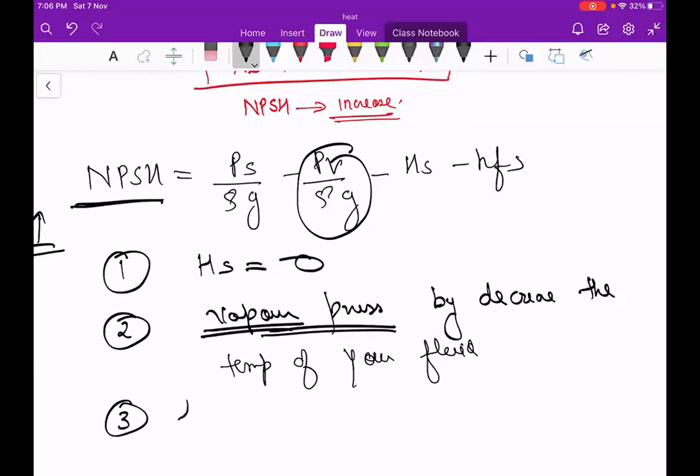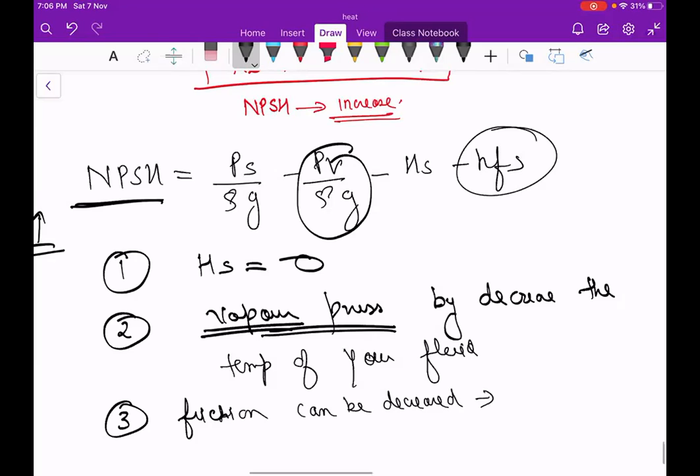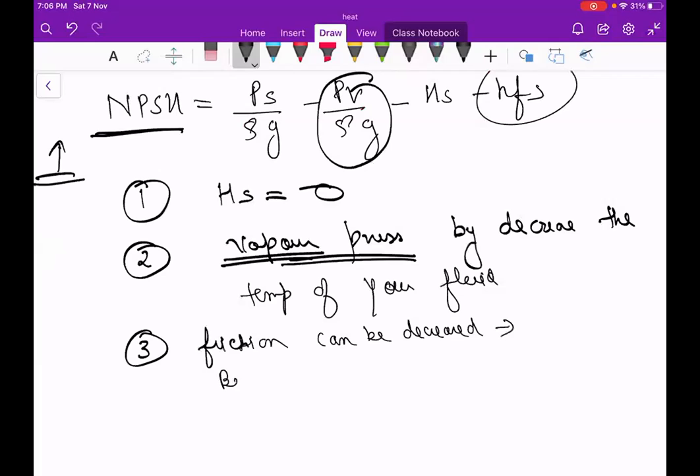Third, friction can be decreased. This Hfs is nothing but friction. You will see this in fluid mechanics in much detail. So how can friction be decreased? By increasing the diameter of the pipe. When we increase the diameter of the pipe, friction will reduce.